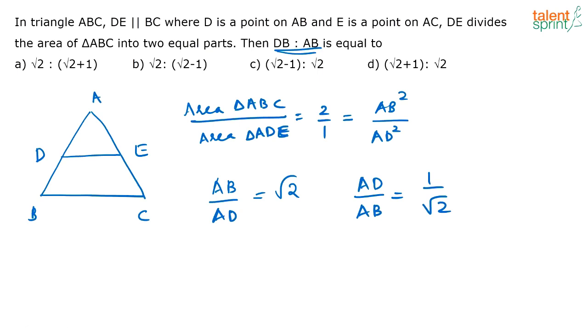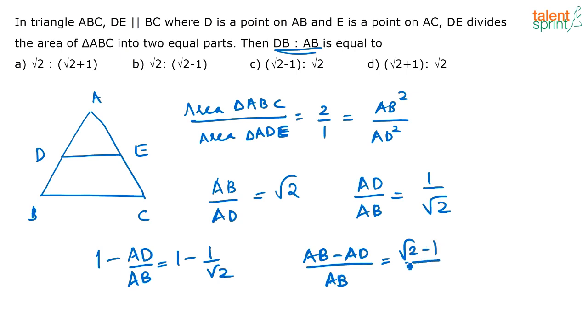Now just subtract 1 from both sides of the equation. So what do you get? You get 1 minus AD by AB, that is equal to 1 minus 1 by root 2. If you take the LCM, it will be AB minus AD by AB is equal to root 2 minus 1 by root 2. Now what is AB minus AD? AB minus AD is equal to DB. So this is equal to DB by AB. So that's how you get the answer as option C, that is root 2 minus 1 by root 2.